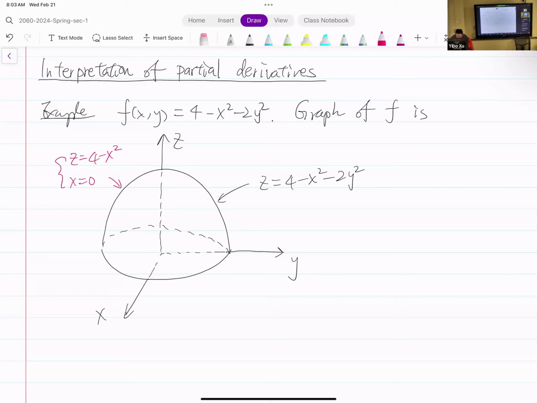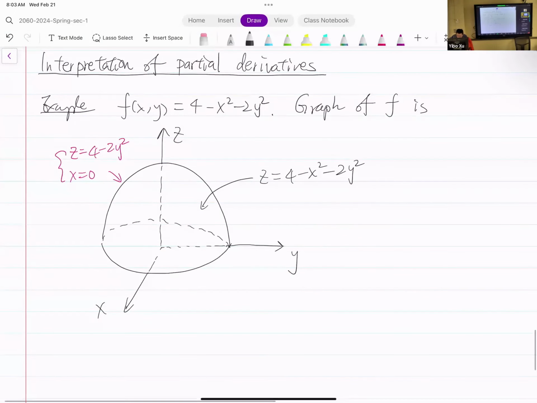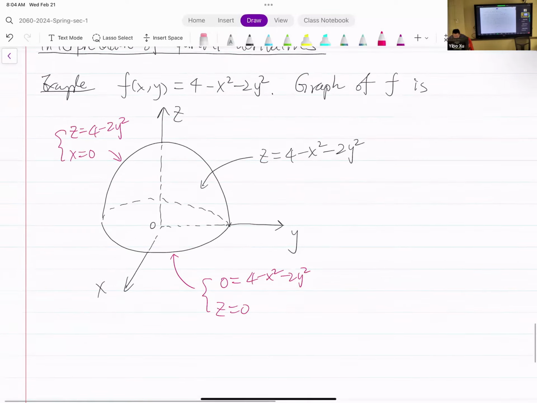But wait, when x is 0, it's minus 2y squared. That's the top curve right here. So this is the surface. And of course, we mentioned that the bottom ellipse is where you fix z to be 0. So this is on the xy plane. So z is 0, you have 0 equals 4 minus x squared minus 2y squared. And if you simplify further by moving x and y to the left hand side and then dividing both sides by 4, you will get the standard equation for the ellipse. Okay.